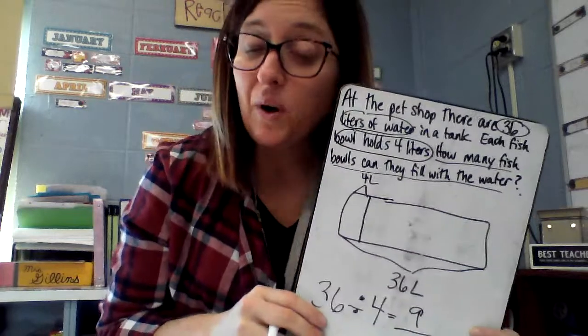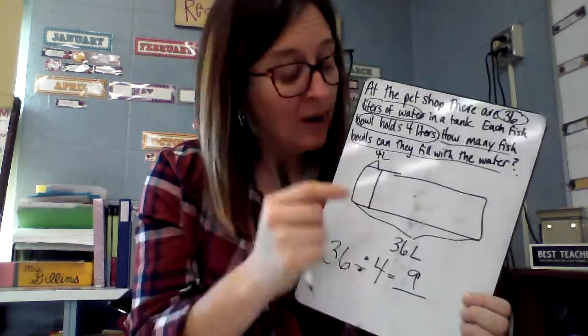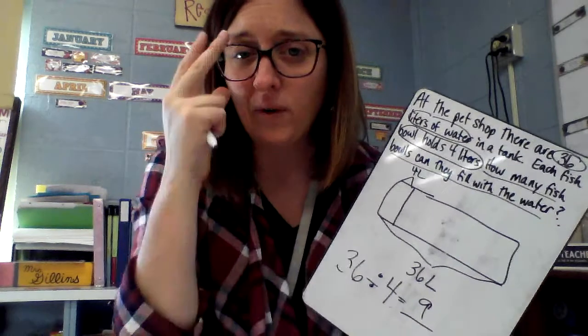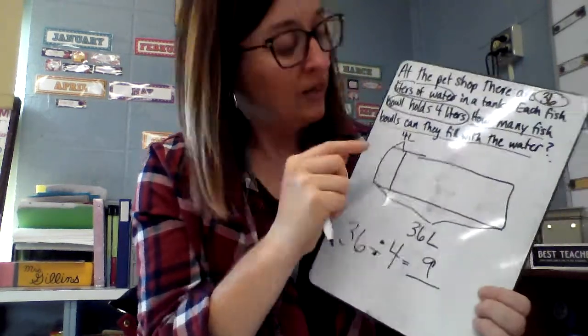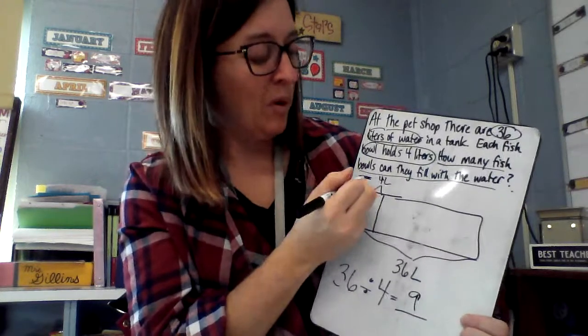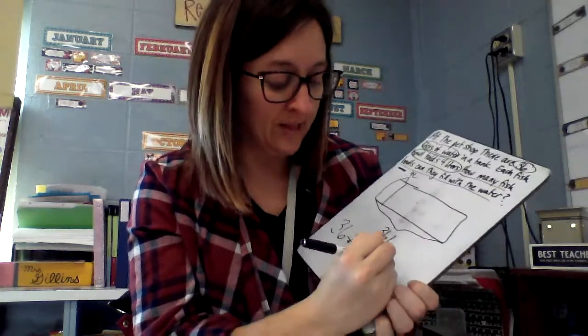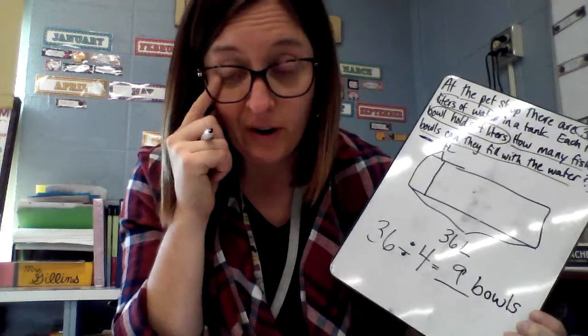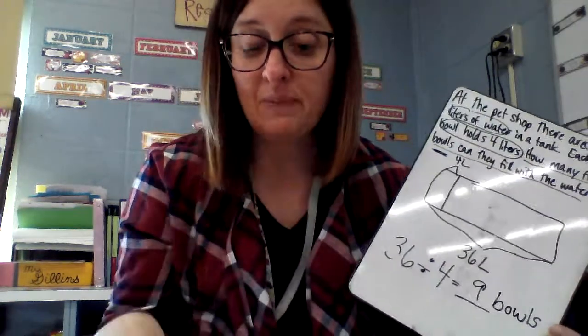Now this one, I'm still going to put a label, but I'm not going to put liters because I'm not asking anything about how much water they can use. They're asking me about the number of bowls they can use. So my label is actually going to be bowls. So you're going to have to read your problems very carefully to know what your label is going to be.